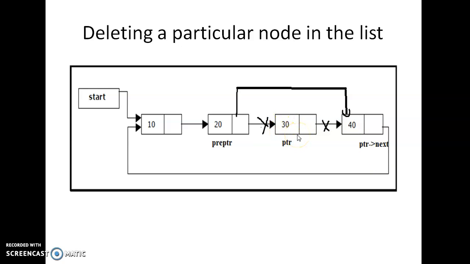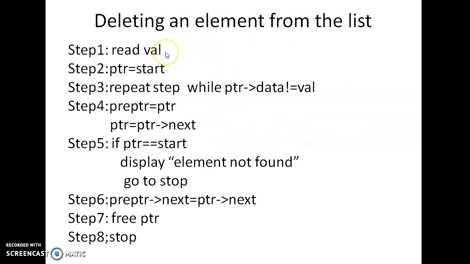So see the algorithm for this one. I am reading the value which I want to delete. I am starting the PTR at start and repeating the step until the PTR of data is not equivalent to value. What are the steps that I am doing? 10 is not equivalent to 30, 20 is not equivalent to 30. At that particular step, what we are doing? Pre-PTR equals PTR, PTR equals PTR of next. In the middle, whenever the PTR is equivalent to the start, that means I have completely traversed the list. The element is not found in this particular list, I will be displaying.